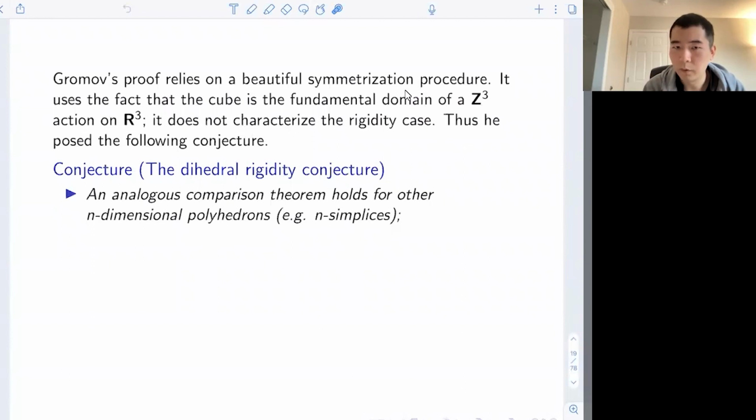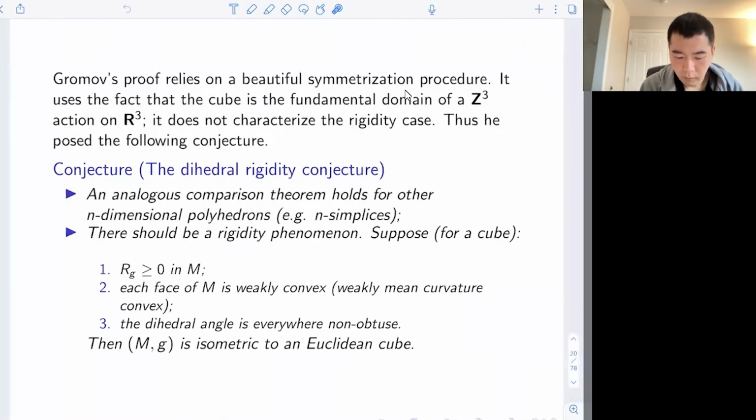And I think for geometers, for me, an important type of polyhedron are the n-simplices. Okay, so they are the simple building blocks of smooth manifolds. And then there should also be a rigidity phenomenon. For instance, for a cube, this rigidity phenomenon should be something like the following. If you assume that scalar curvature is non-negative in the interior, and you assume each face is weakly mean convex, and then you also assume that the dihedral angle is everywhere non-obtuse, then this whole Riemannian cube should be isometric to a Euclidean cube.